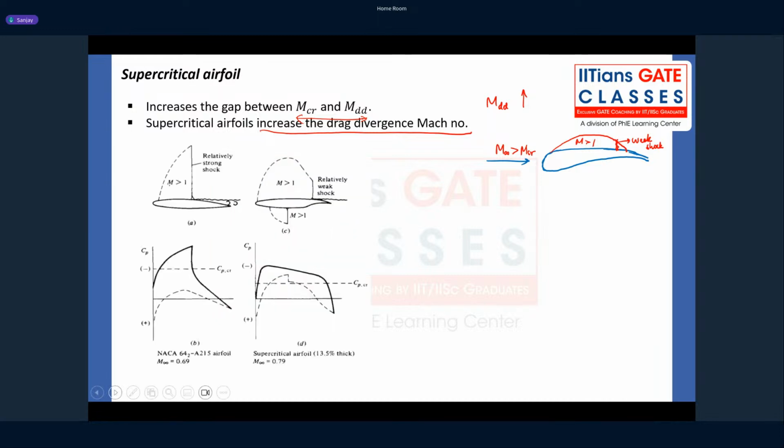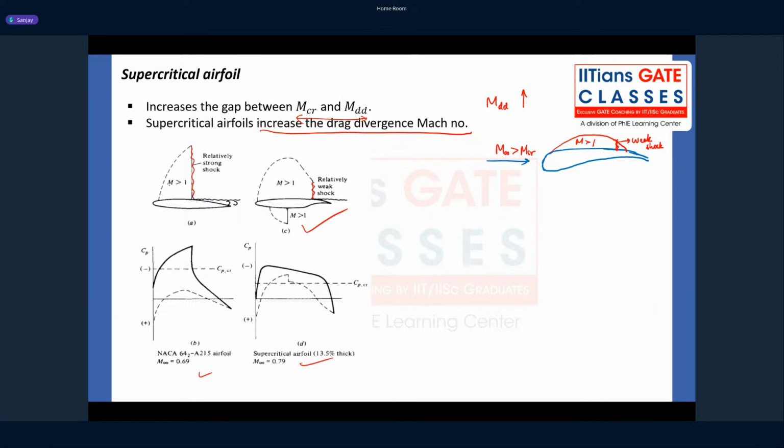You can see here there's a comparison between the supercritical aerofoil and a NACA 6-digit airfoil. Generally NACA 6-digit aerofoils are also preferred. They are known as laminar flow aerofoils. They have a very smooth surface which can sustain laminar flow for a longer distance, so they are also capable of increasing the drag divergence Mach number. But then the problem is you have a strong shock, whereas the supercritical aerofoil will have a weak shock. So the supercritical aerofoil is always preferred.